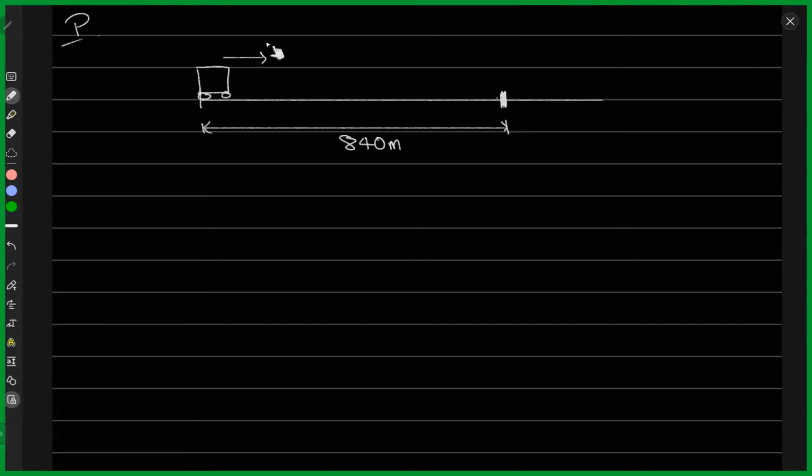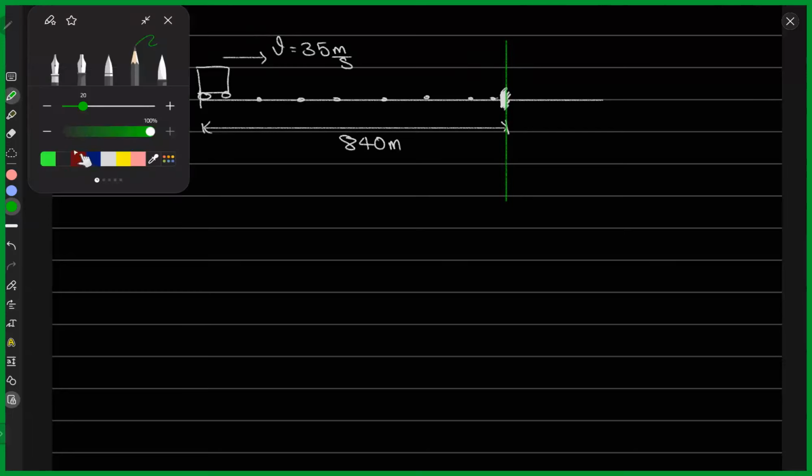Now we say that the car is moving at a constant speed, which means every point that it will be moving on this line, the speed will be the same. Now we are saying that its velocity is 35 meters per second. This is the constant speed with which the car is moving to the right direction. Then when it reaches this point, I think I'll use another color, this green line, the driver applies brakes.